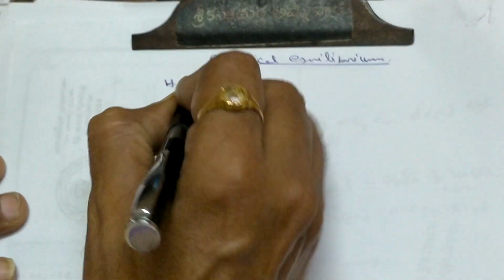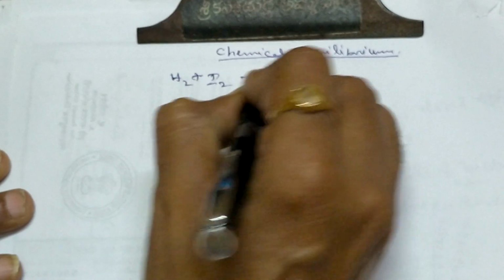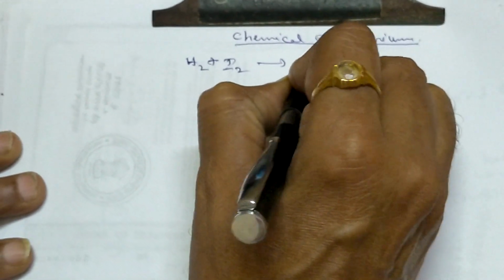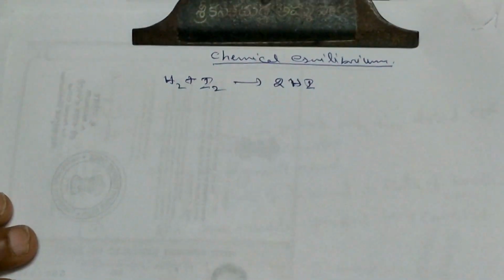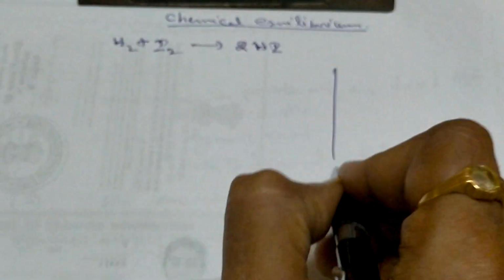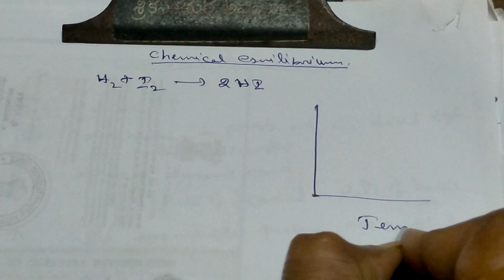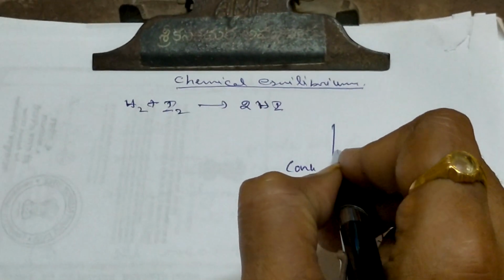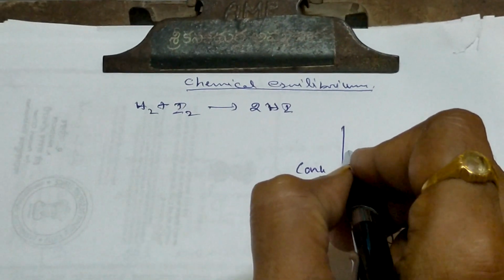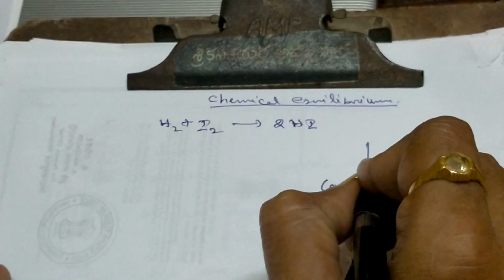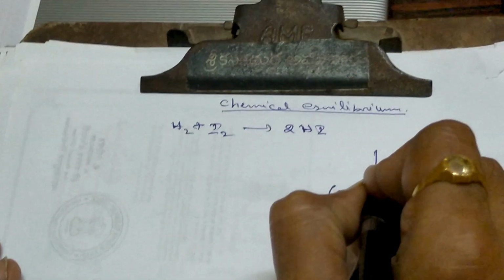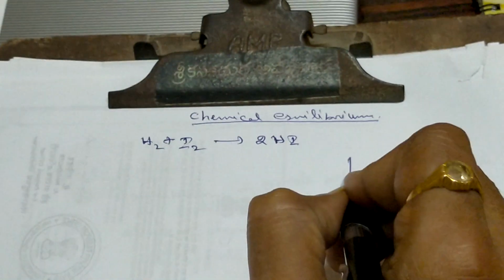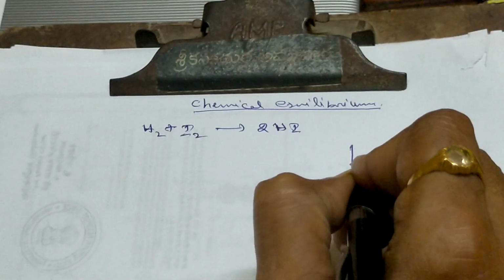hydrogen and iodine becoming 2HI, hydrogen iodide. Fine. We'll plot a graph and we can see something interesting. This is the time, this is the concentration. So we will take hydrogen and iodine at equal concentration. The reactants at the initial time, that is at time 0, will be the highest, that will be H2 and I2.